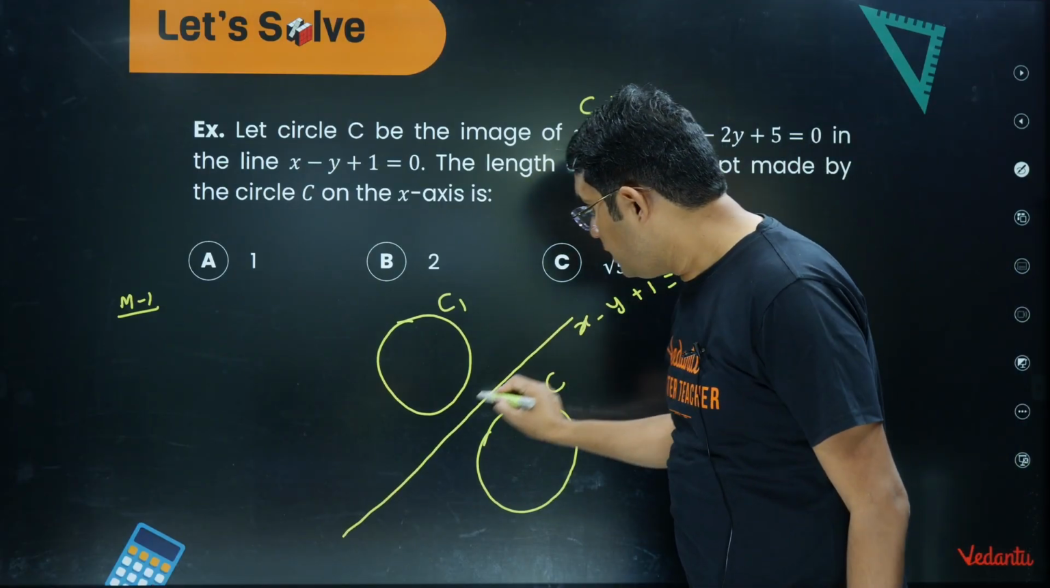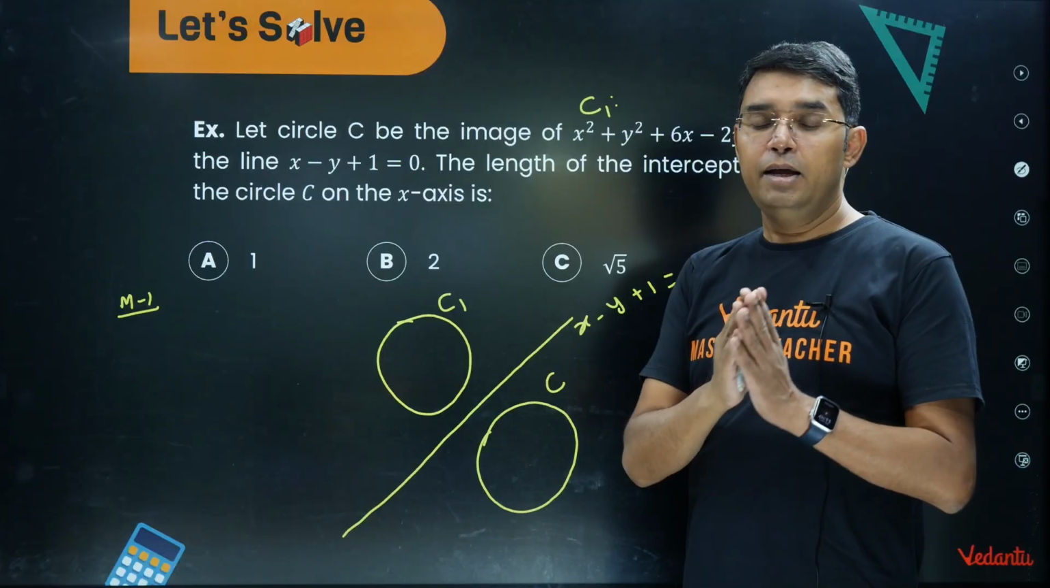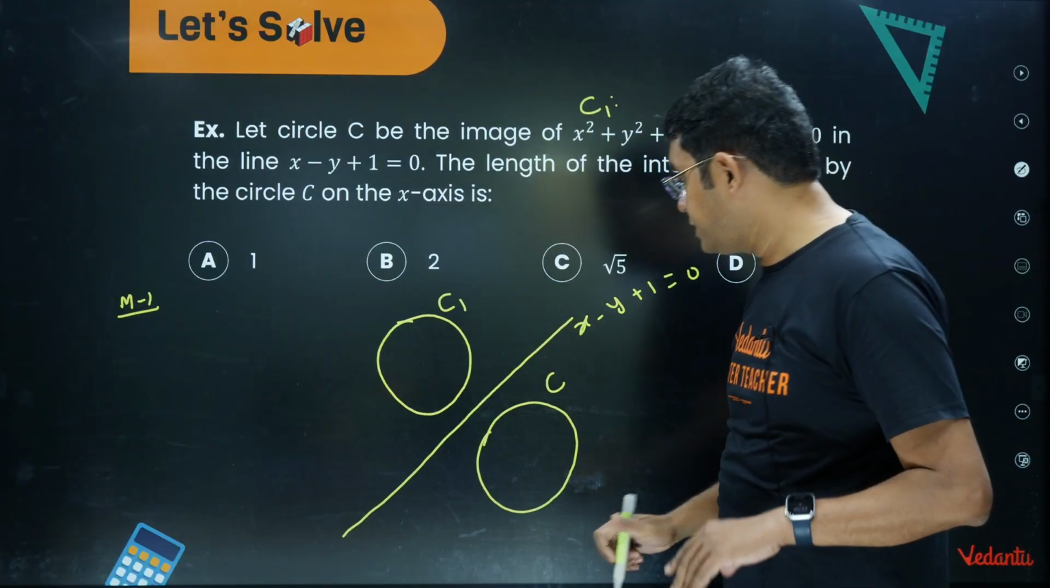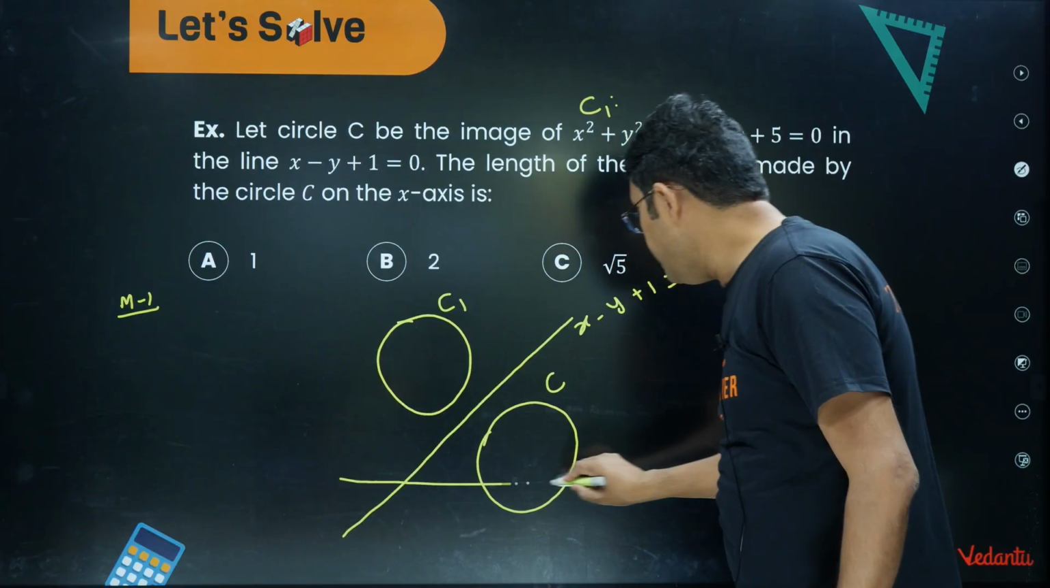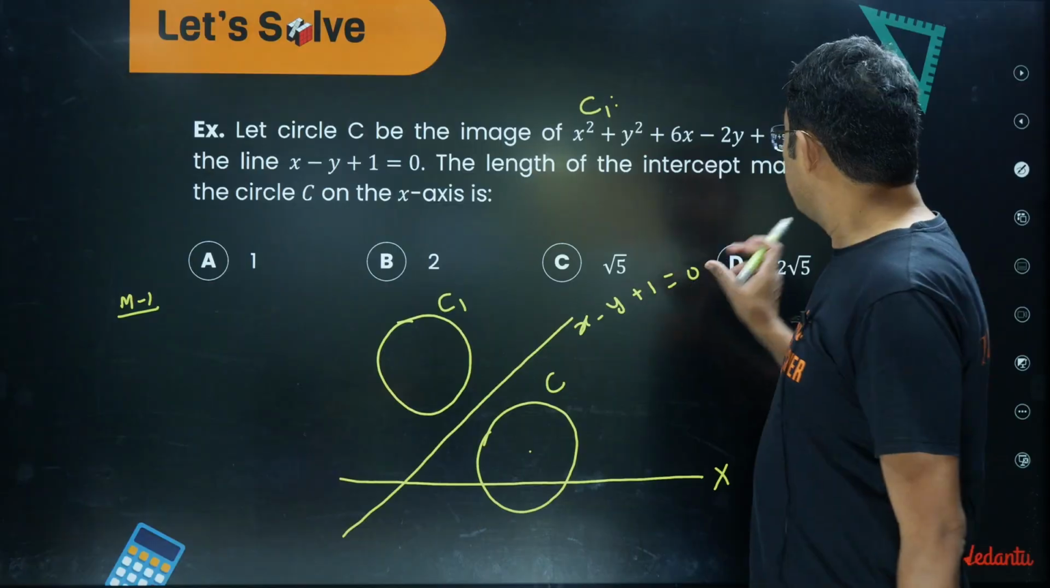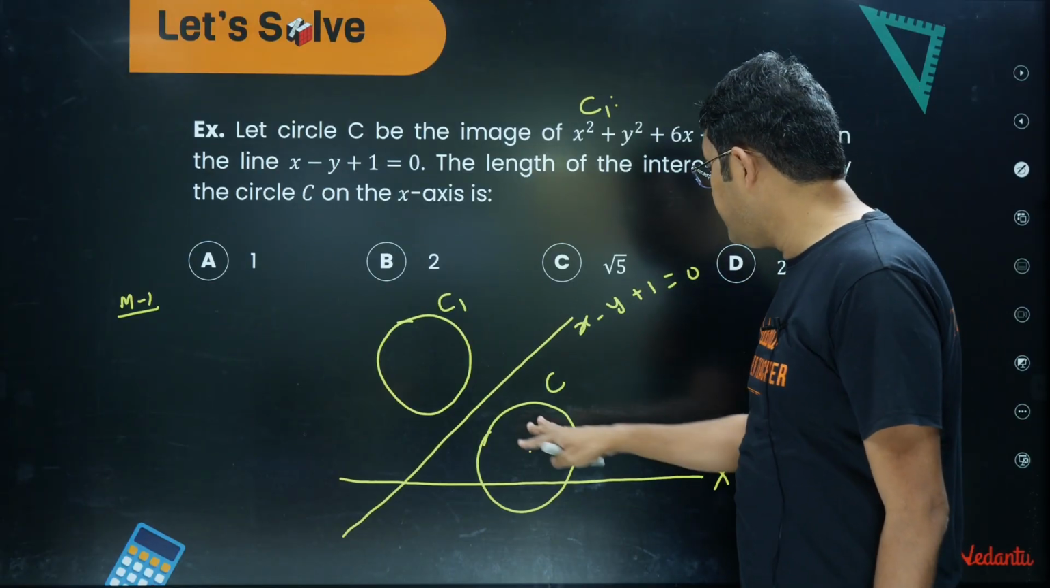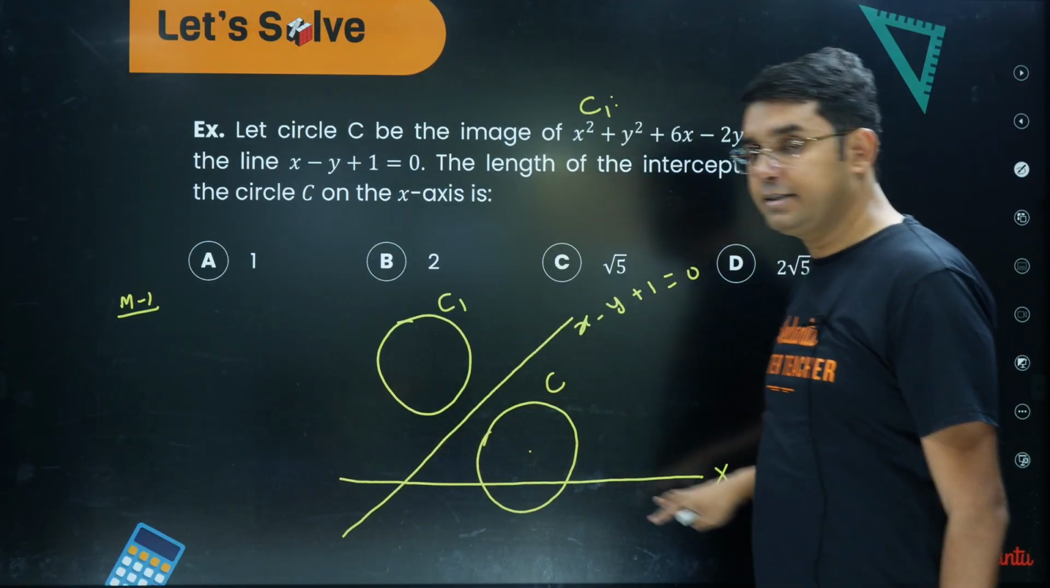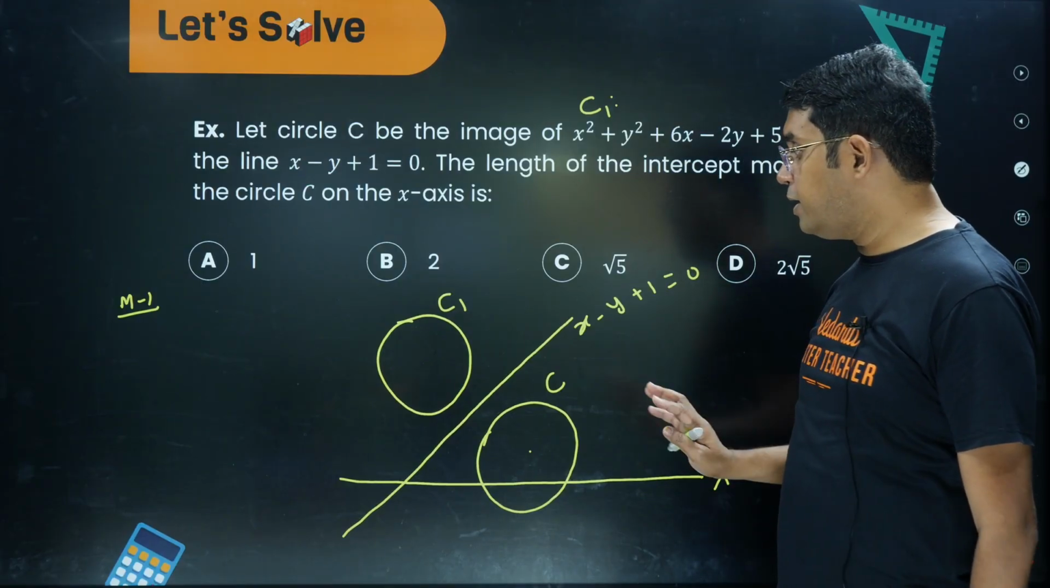See, this is a line with slope 1, that is, at 45 degrees with the x-axis. So your x-axis will be somewhere here. Now they are asking the length of intercept made by the circle C on the x-axis. This is what they are asking.